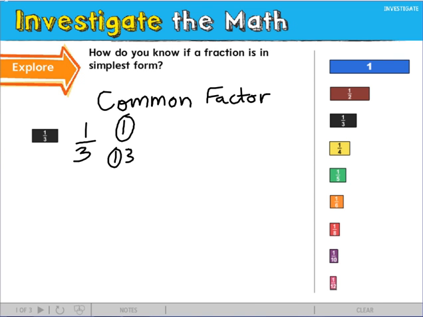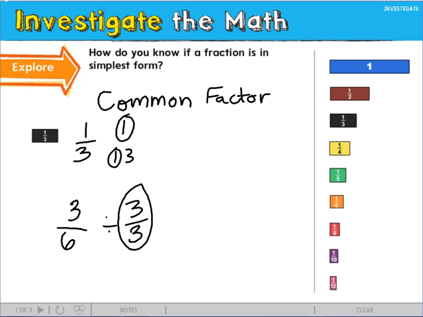Now, let's say that we had 3/6. What's the greatest common factor of 3 and 6? 3. So I can divide this. Do you remember why I want to divide it by 3 over 3 instead of just dividing the top and bottom by 3? You guys remember what I told you? Why am I going to do it like this? There's 2 reasons.